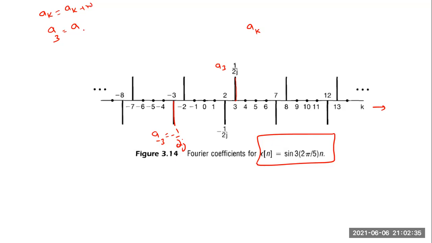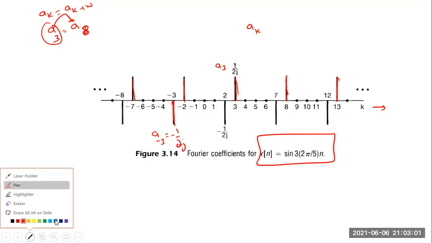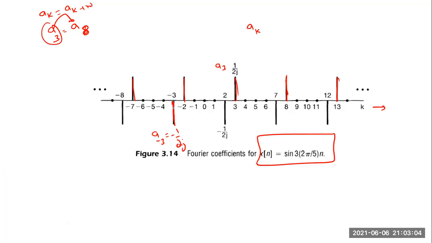3 plus N, N is 5, so it means a8. So this coefficient is going to repeat itself at this position, and you can see, okay, this is the periodic nature. You can easily identify this is repeating itself. Similarly, this coefficient is also going to repeat itself on the negative side. So a3 will also appear at minus 2, at minus 7. And similarly, this particular coefficient a minus 3 is going to repeat at this place, at this place, and this place.